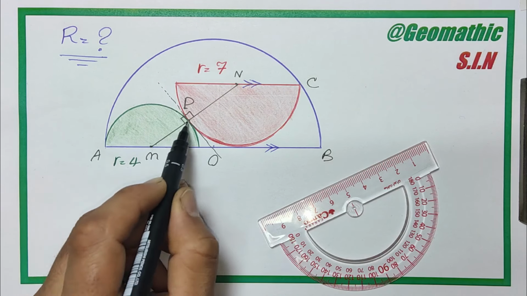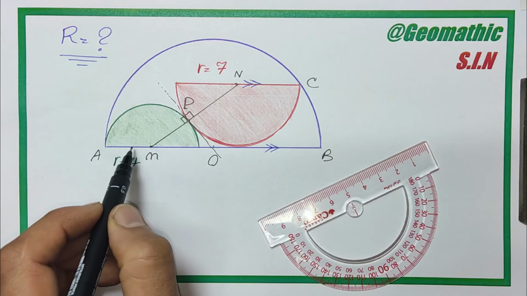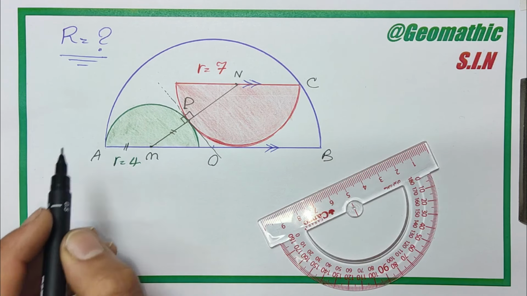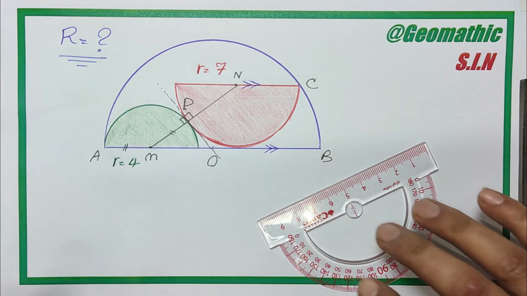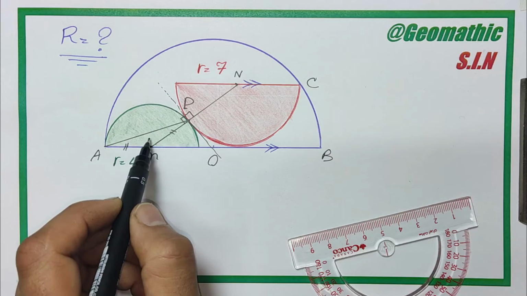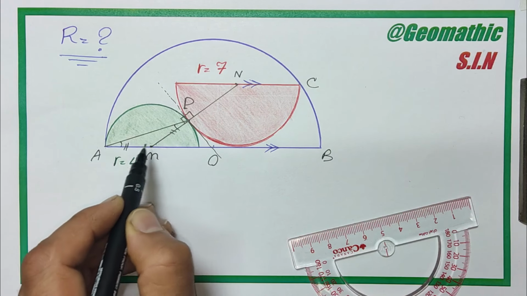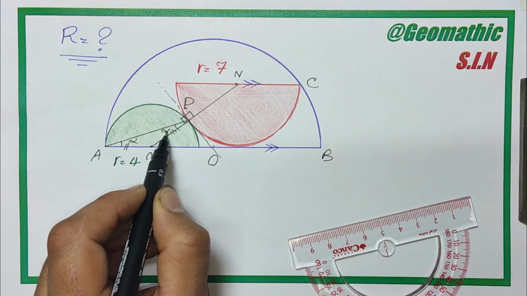You can see MP and MA are both the radius of this semicircle, so they are equal. This line equals this one. Then if I connect A to P, I make an isosceles triangle. So draw it. Now I made an isosceles triangle in which two base angles are equal. I name this alpha here and alpha here.